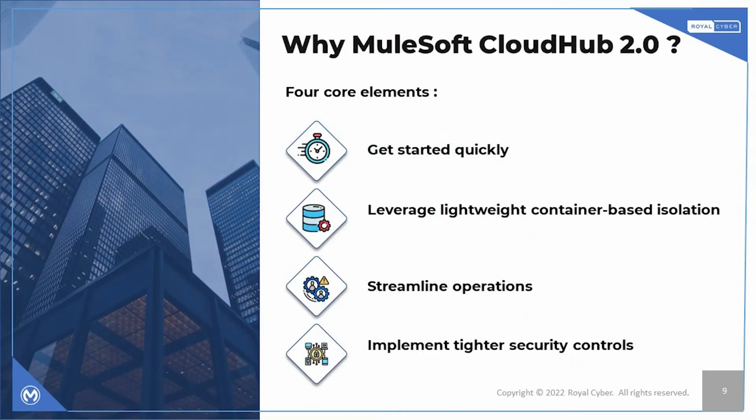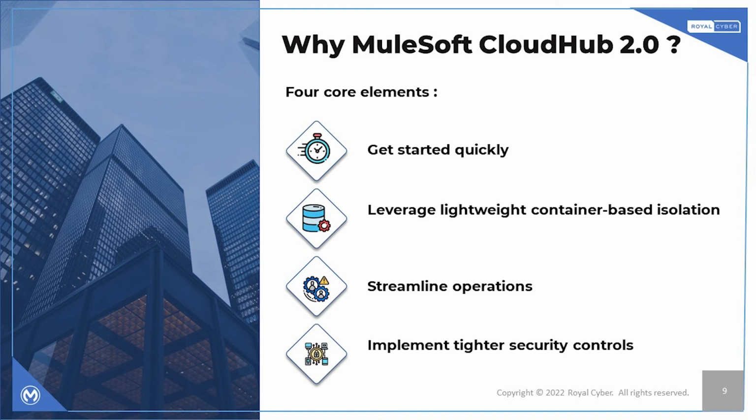Why MuleSoft CloudHub 2.0? Here we are discussing four core elements. Get started quickly. CloudHub is an elastic cloud, meaning it scales on demand. You can start small and scale up as your needs grow, without changing your applications or experiencing downtime. CloudHub provides a scalable architecture on which you can build integration applications, publish REST APIs or web services, and much more.